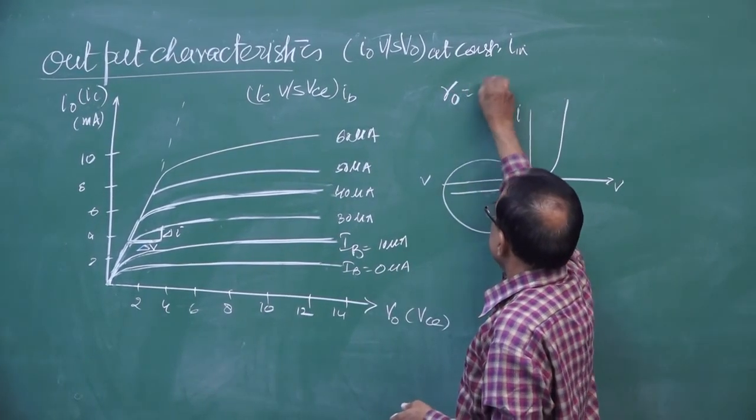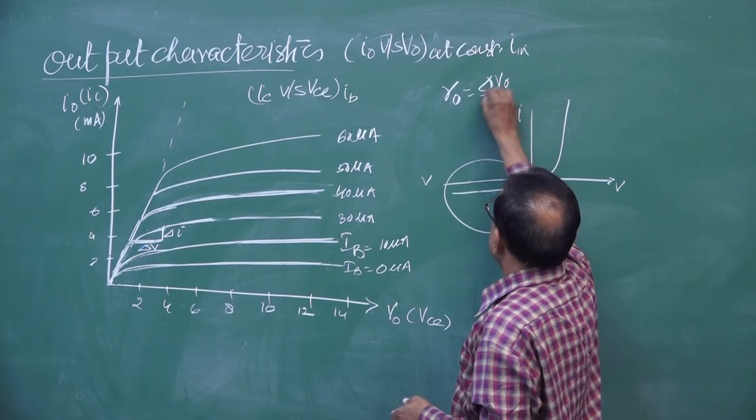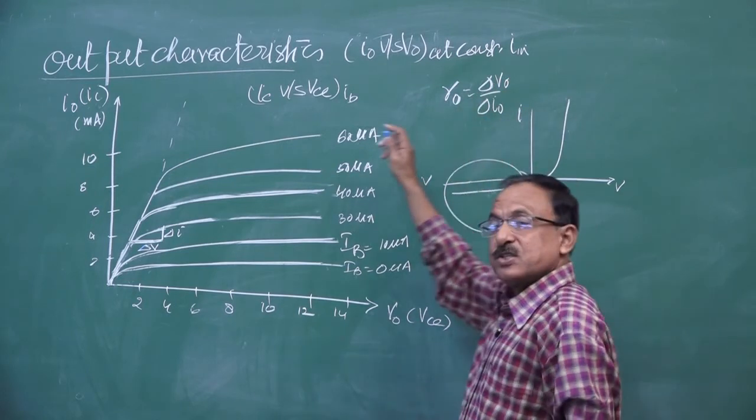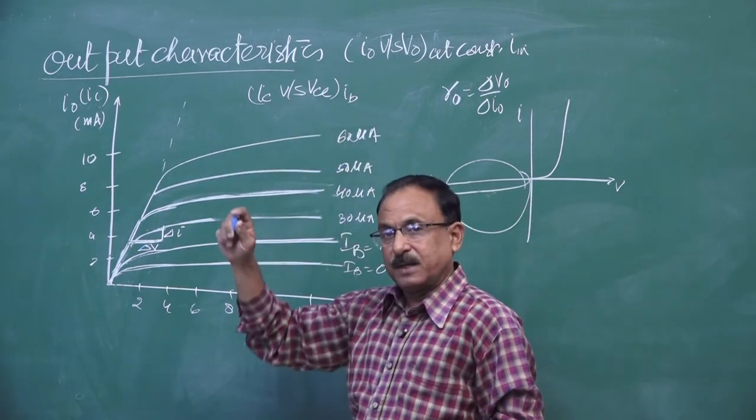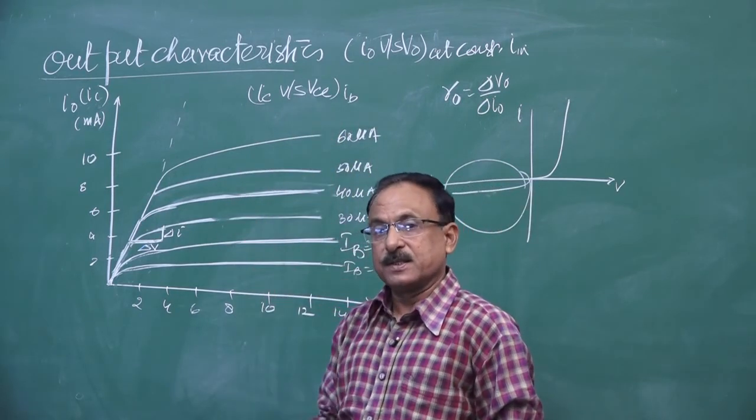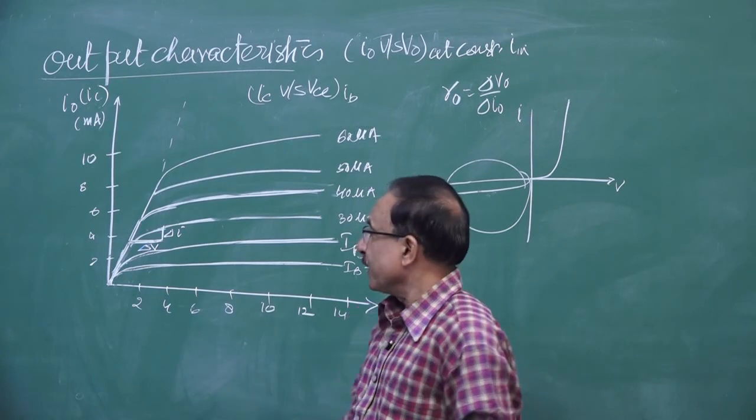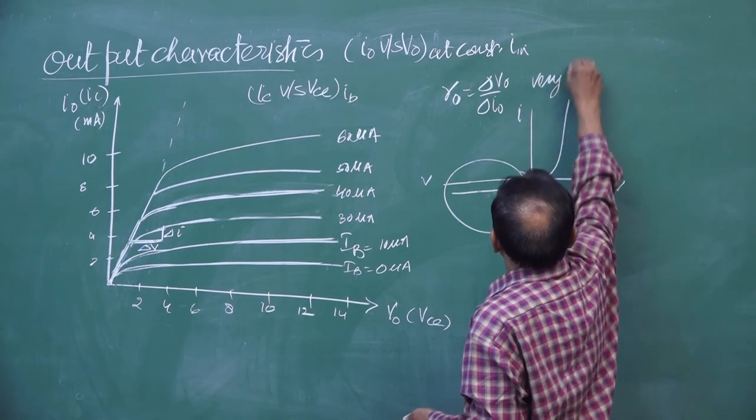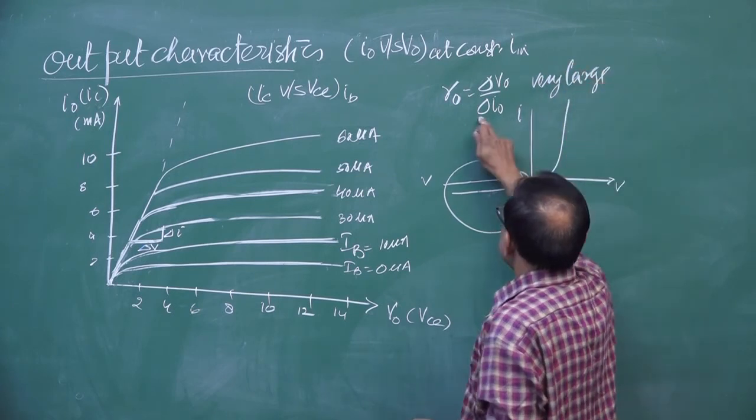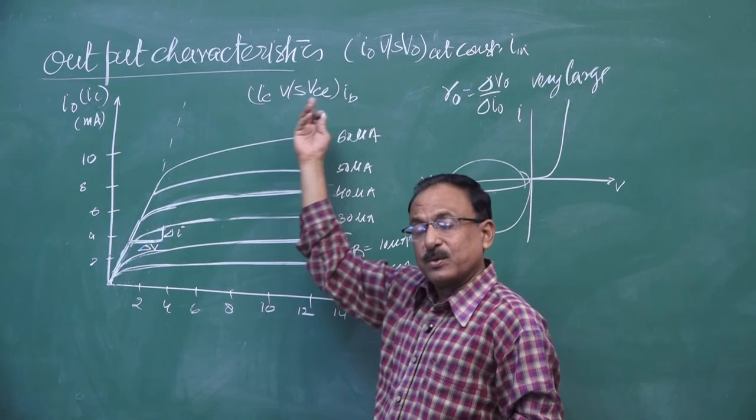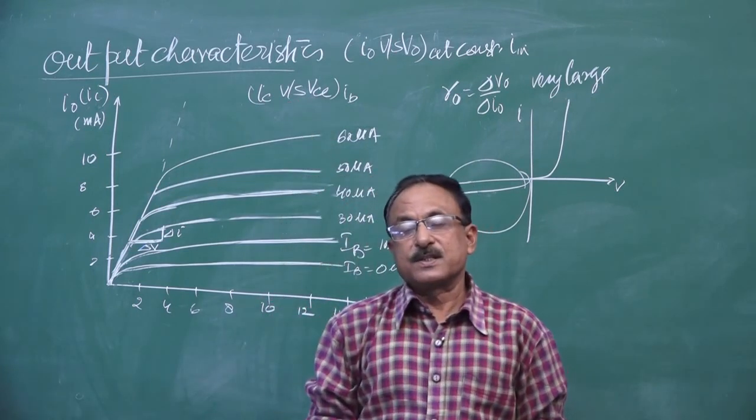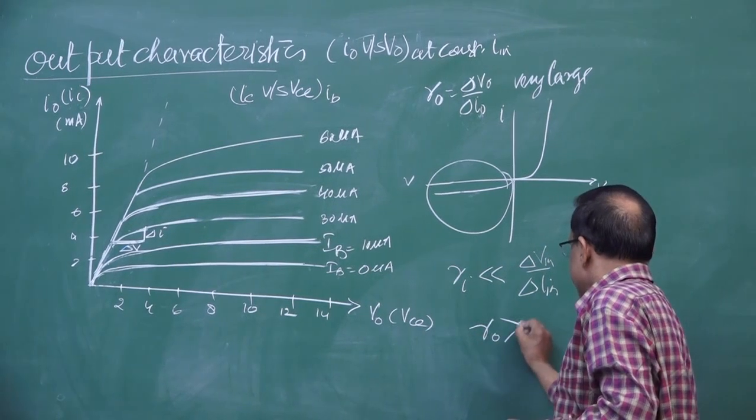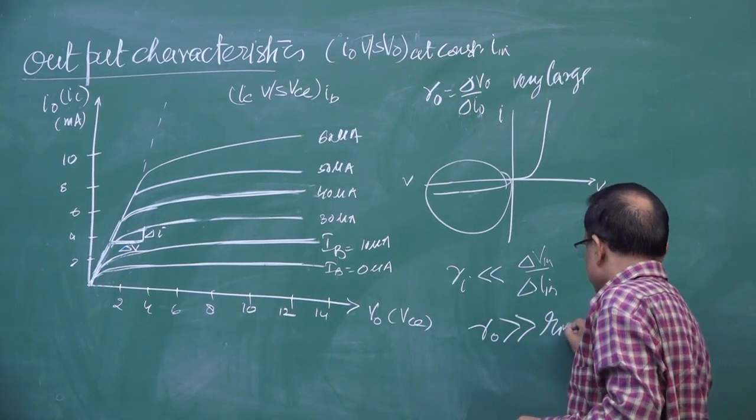Output resistance will be change in output voltage upon change in output current. Because it is a change in output voltage, it is sometimes also referred to as dynamic resistance or AC resistance. This resistance is very large, because output current changes only in microamperes. The value of this resistance is very, very large. So we observe output resistance is very, very much larger than input resistance.